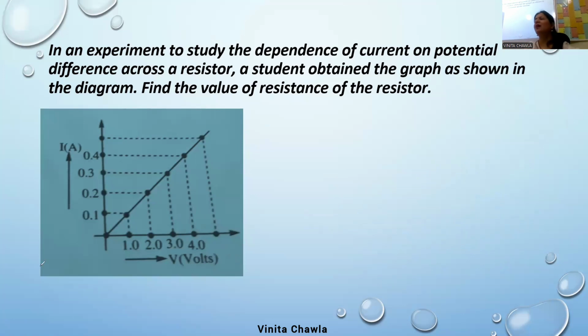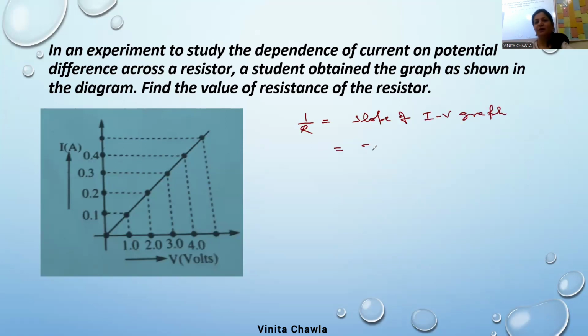Find the resistance. We have an IV graph. How do we get resistance from an IV graph? We get 1 by R. The slope of the IV graph gives 1 by R.